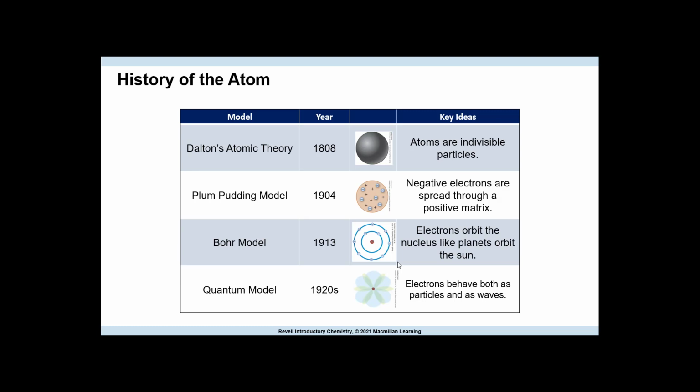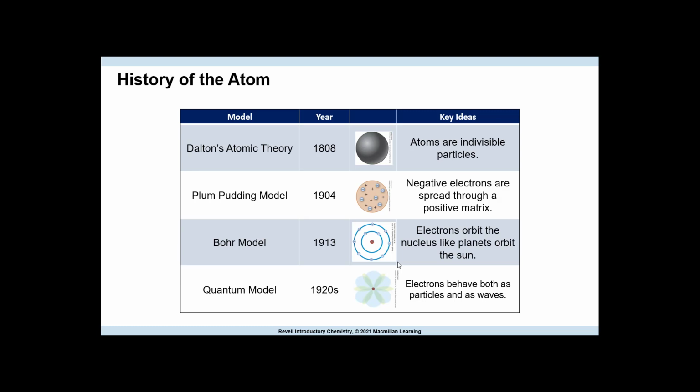John Dalton, Dalton's atomic theory, laid the foundation for our modern understanding of atoms. He considered atoms to be indivisible particles, which means that they could not be broken down any further. Then we came to the plum pudding model. J.J. Thomson discovered the electron, a tiny negatively charged particle. His idea was that electrons were spread throughout a solid positive matrix. I don't have any idea what plum pudding is, but your book says it's similar to blueberries spread out in a muffin. That I do know.